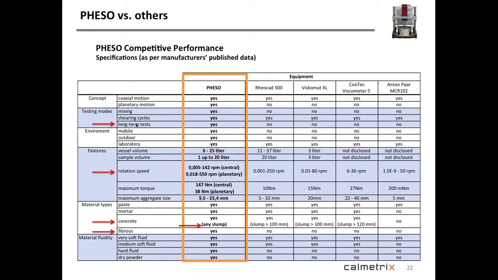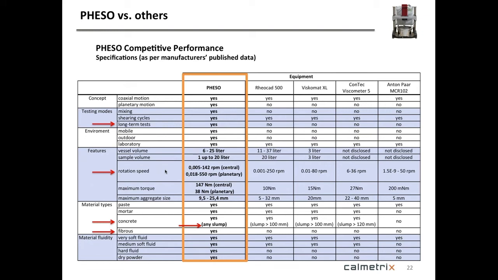It's so tedious that no one really is doing this. And then rotation speed is actually faster than other rheometers. We go all the way up to 550 RPM. And here again, it's because we want to be able to impart mixing energy that is realistic and as close as possible to what you could get in the real world.